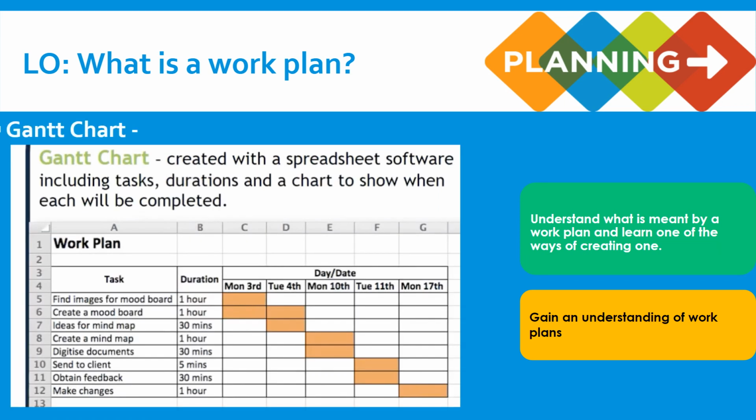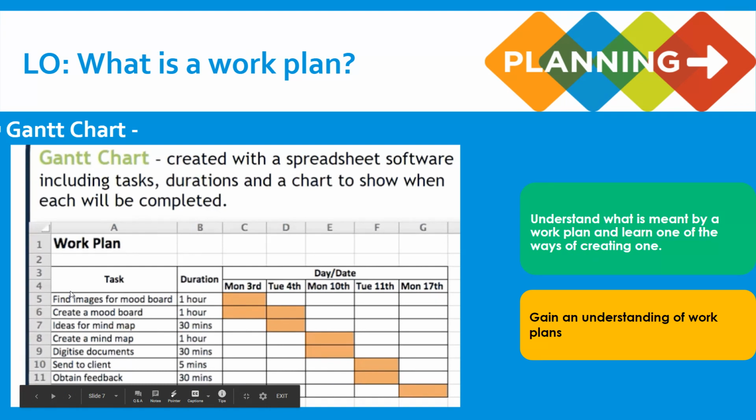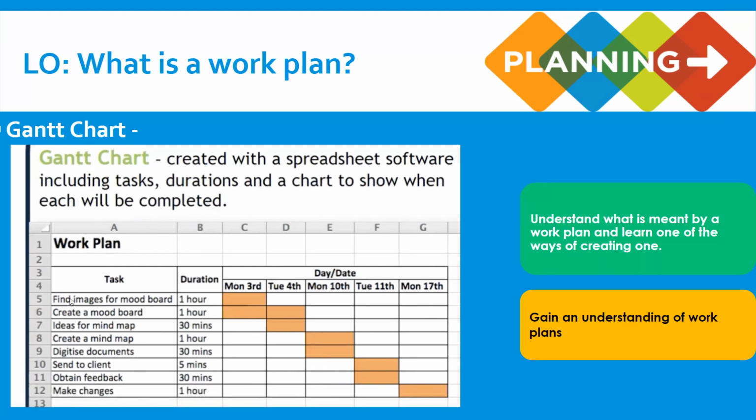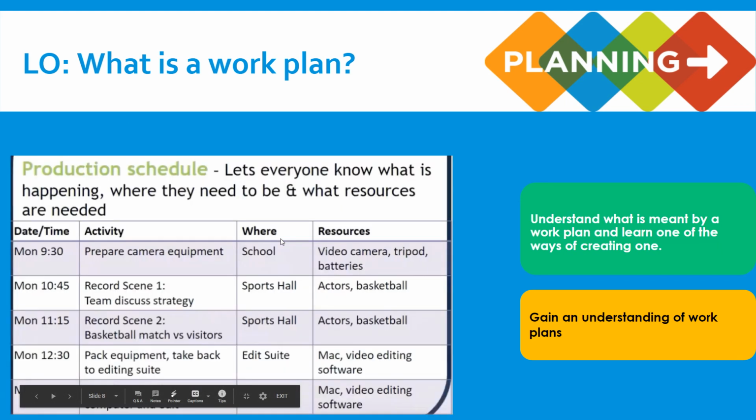Another example of a work plan is a Gantt chart. These are typically created using Excel, something like that, and they are a little bit more detailed in terms of the day and time here. So your task here, for example, find images for a mood board. That takes you 1 hour. And you can see here, it says the day, Monday the 3rd. That could be any month, but say it's this month. So Jack, for example, found images for the mood board on Monday the 3rd. He then created the mood board again on Monday the 3rd for 1 hour, but that extended into Tuesday the 4th. So on and so on.